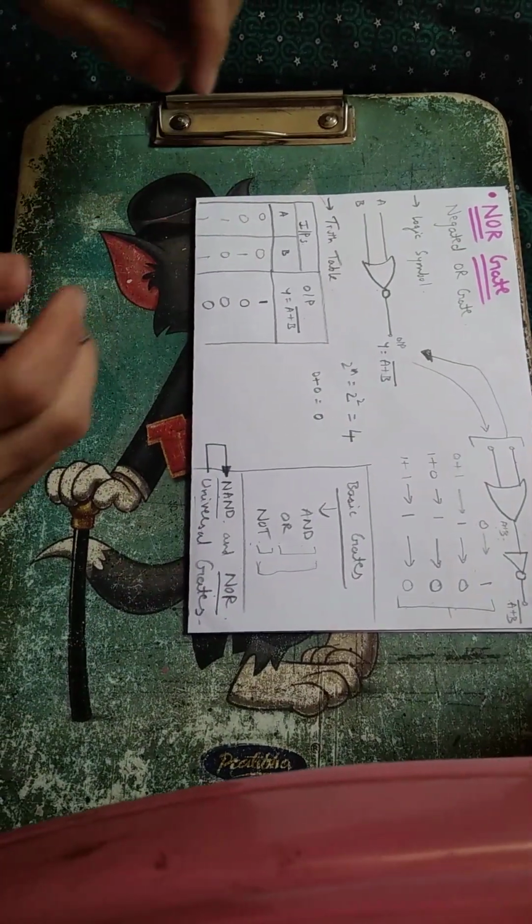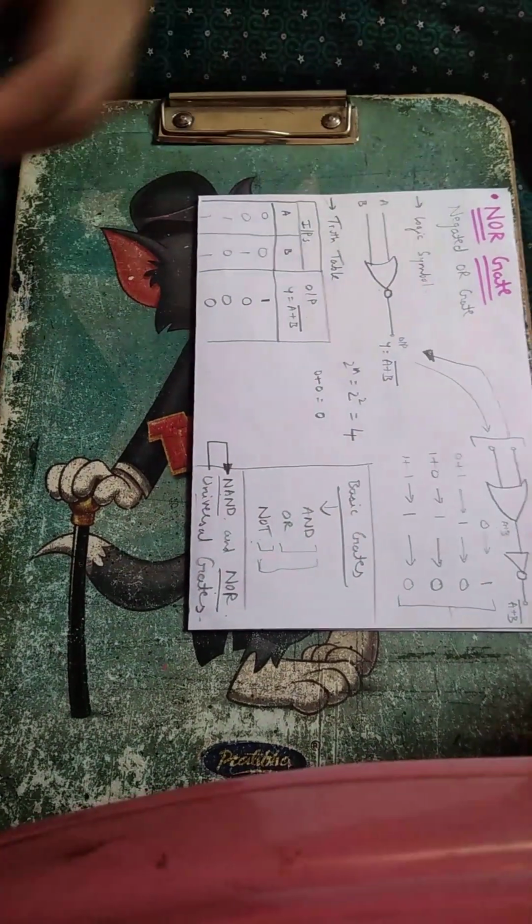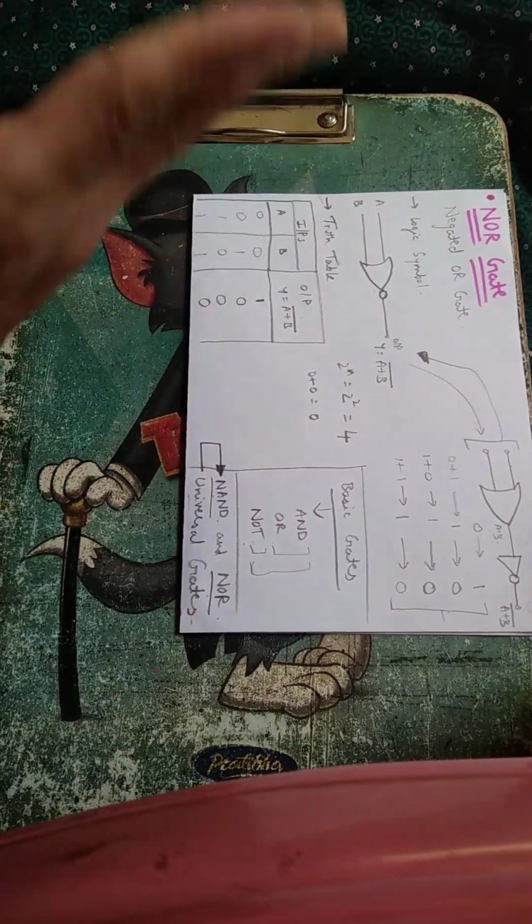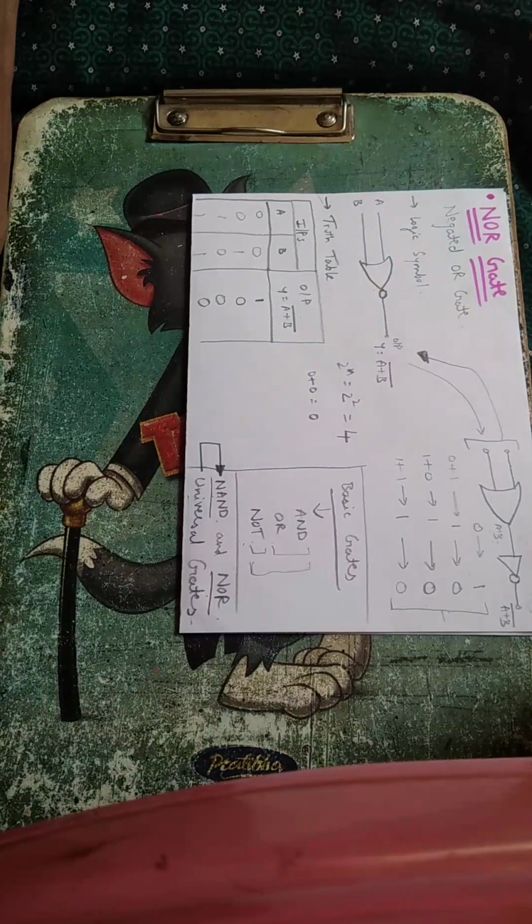So now I hope you are clear with logic symbols and truth tables. Remember these things, then we'll jump to the digital trainer kit.